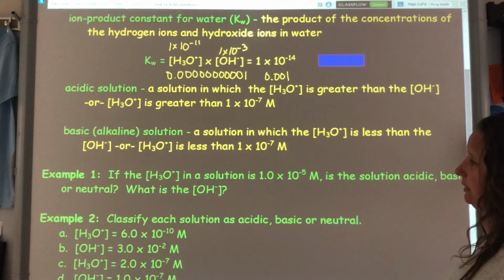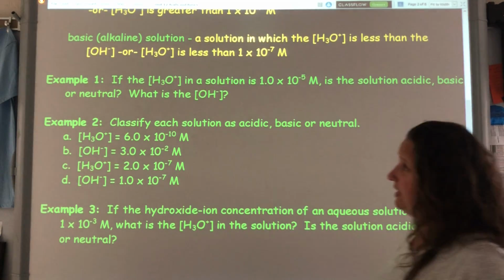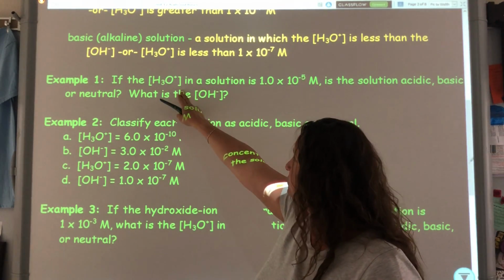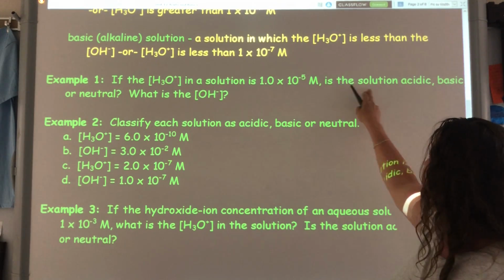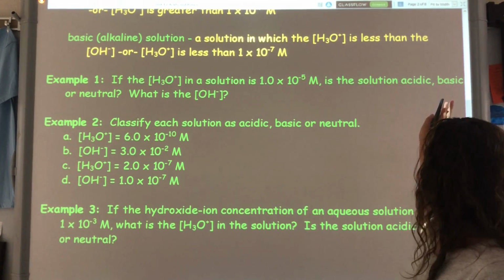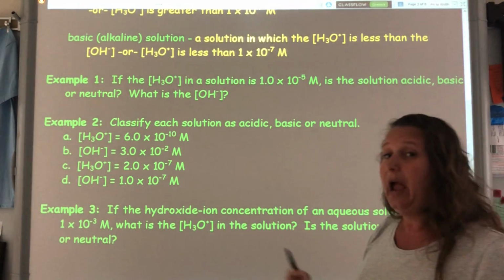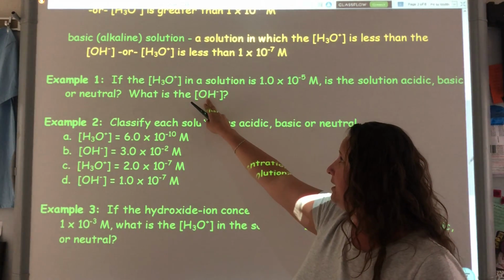So if we look at example 1, it says if the hydronium ion concentration in a solution is 1 times 10 to the minus 5th, what is the solution? Is the solution acidic, basic, or neutral? And what is the hydroxide ion concentration?